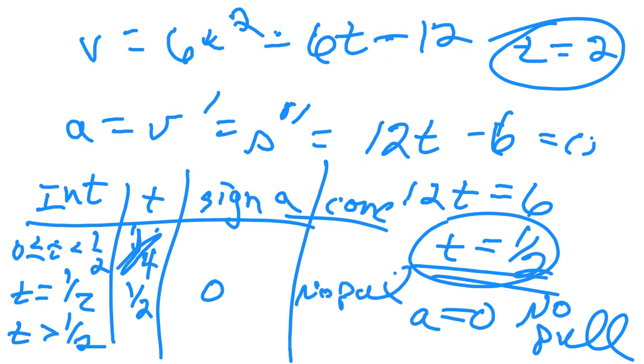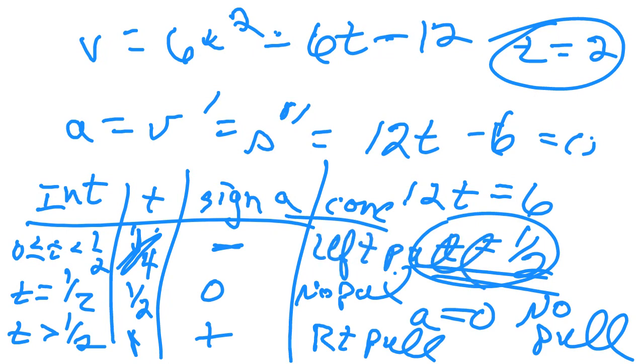Okay, so what about bigger than 1/2? Well, let's try 1. If I plug in 1 here, 12 minus 6 is 6, which is positive, right? Yeah. So what do I have? I have right pull. Right is my positive direction. If I plug in a 4th here, 12 times a 4th, 12 divided by 4 is 3 minus 6 is negative. So I have negative acceleration here, so that means I have left pull. Make sense? Yep.